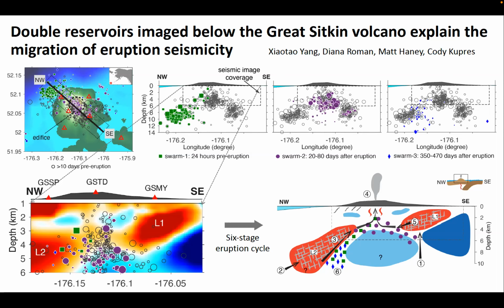We imaged two low velocity zones in the crust, and those two low velocity zones are spatially separated, from the northwest to the southeast part of the island. These two low velocity zones correspond to up to 33% melt, which is characteristic of a magma reservoir. Using the seismic velocity model combined with seismicity, we propose a 6-stage eruption cycle to explain the migration of seismicity. The findings in this study have broad applications to other volcanoes. Thank you.